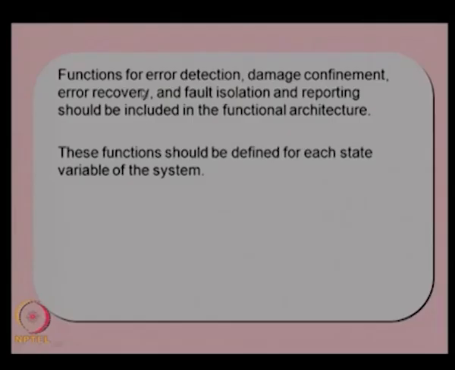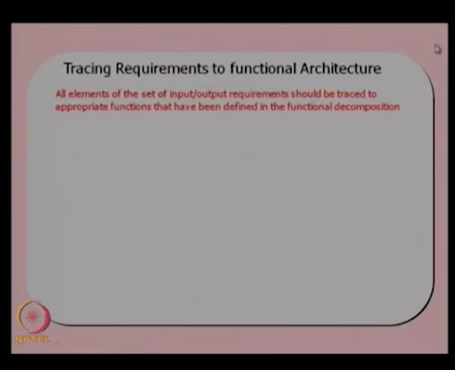The functions for error detection, damage confinement, error recovery and fault isolation and reporting should be included in the functional architecture, and these functions should be defined for each state variable of the system. So depending on the number of state variables, we will be defining all these four functions for each state, and make sure that it is possible to have a fault tolerant system for all these important states of the system.